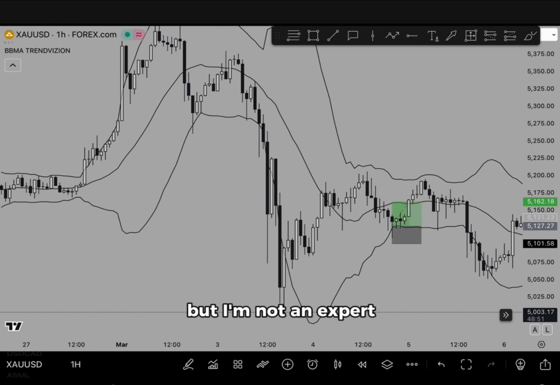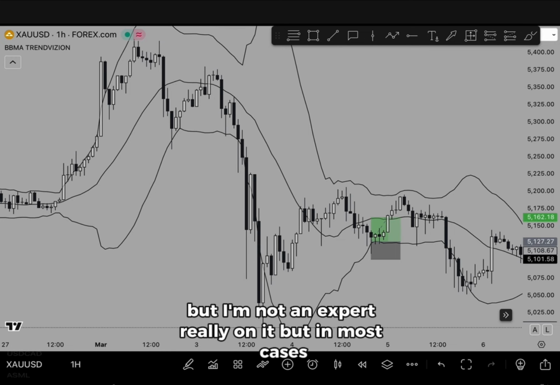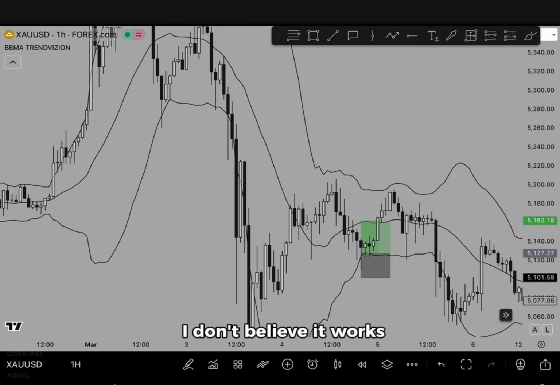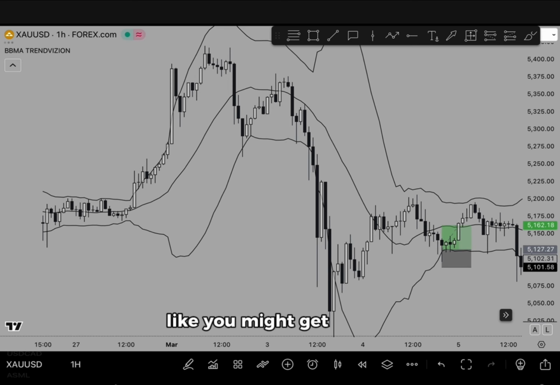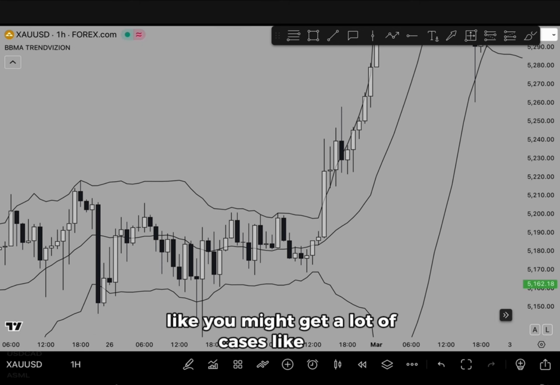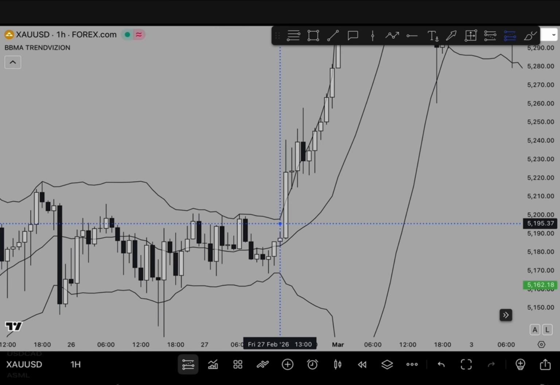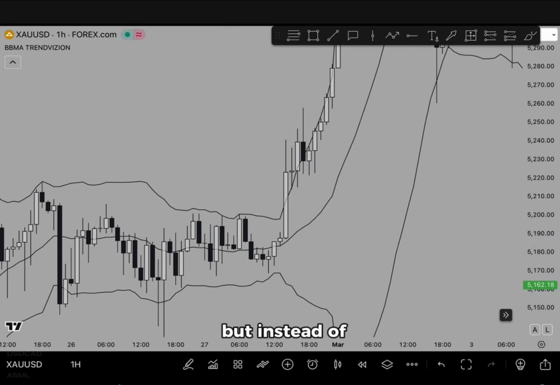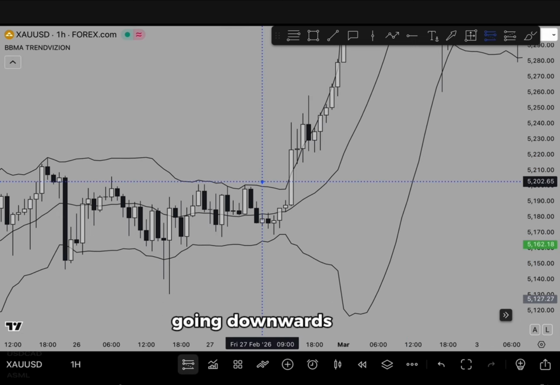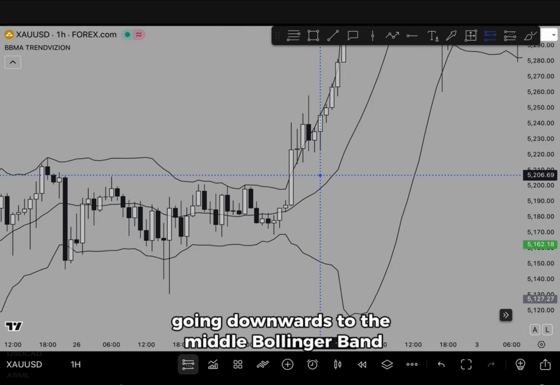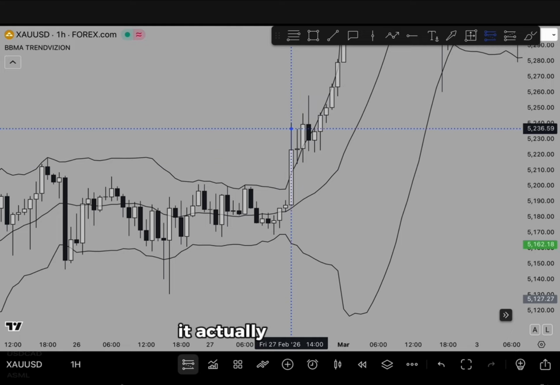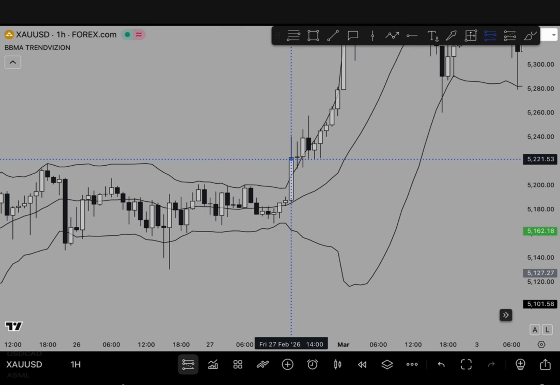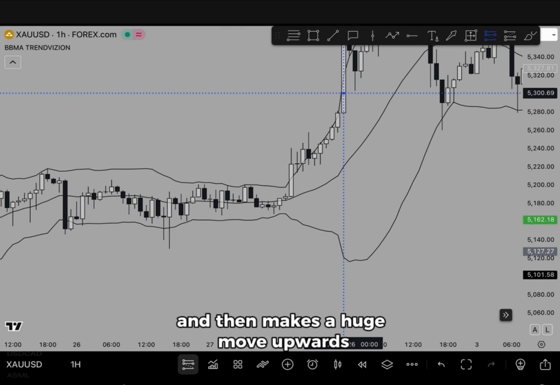But I'm not really an expert on it, and in most cases I don't believe it works. You might get a lot of cases like here where it touches the Bollinger Band, but instead of going downwards to the middle Bollinger Band, it actually goes through and then makes a huge move upwards.